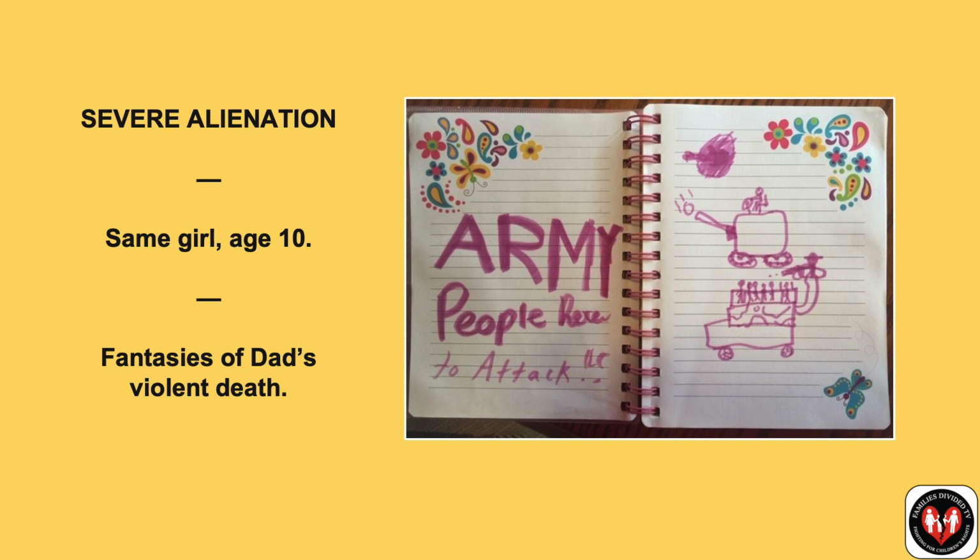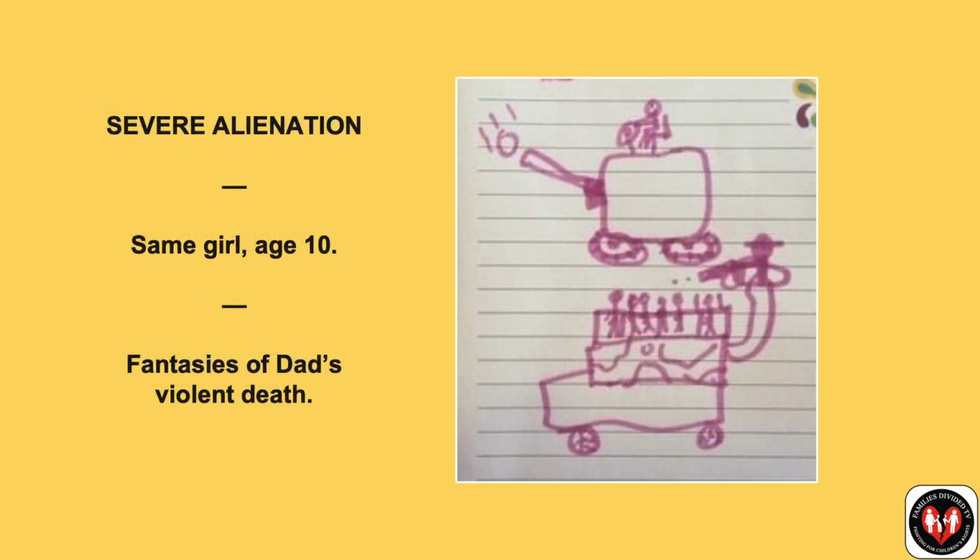And you can see it says army people to attack. And then on the next slide is a close-up. And there's an army personnel carrier, a truck carrying soldiers. And there's the tank. In the story, she said he got shot by a tank. And here's the tank in the drawing that she did on the next page.